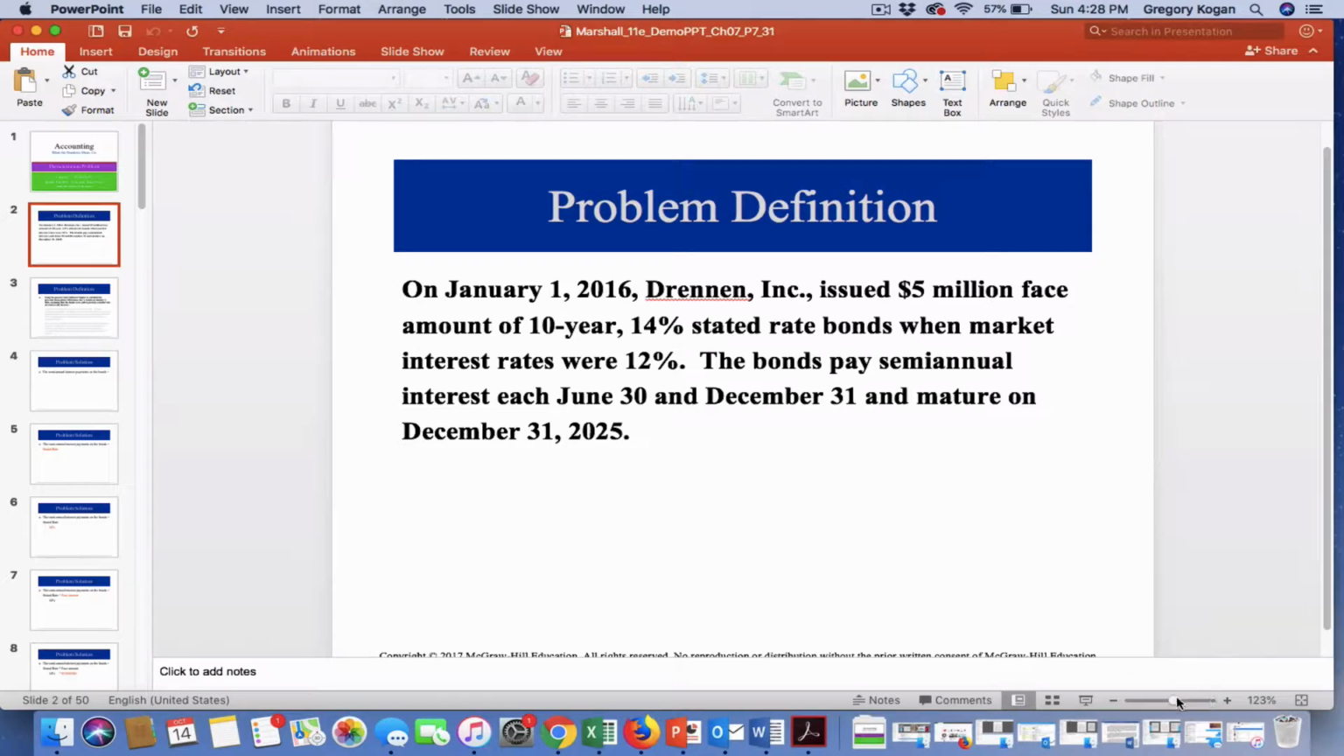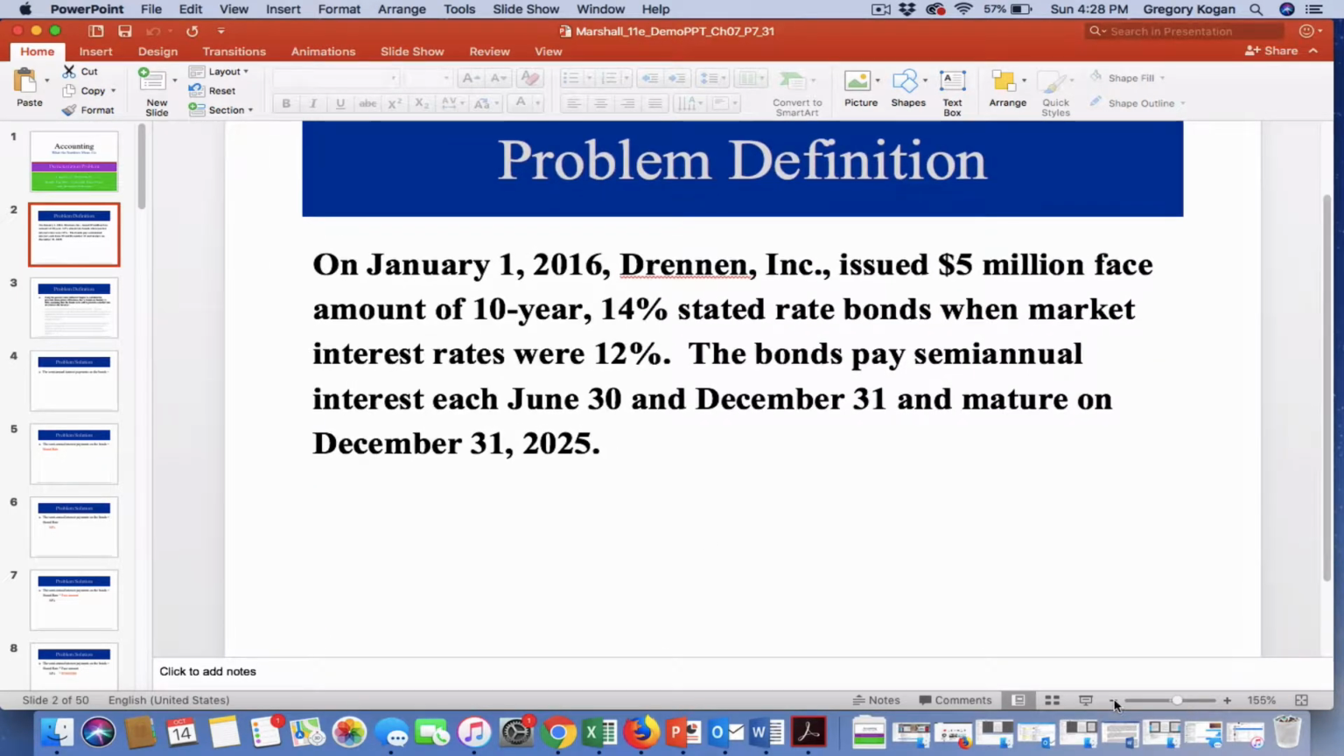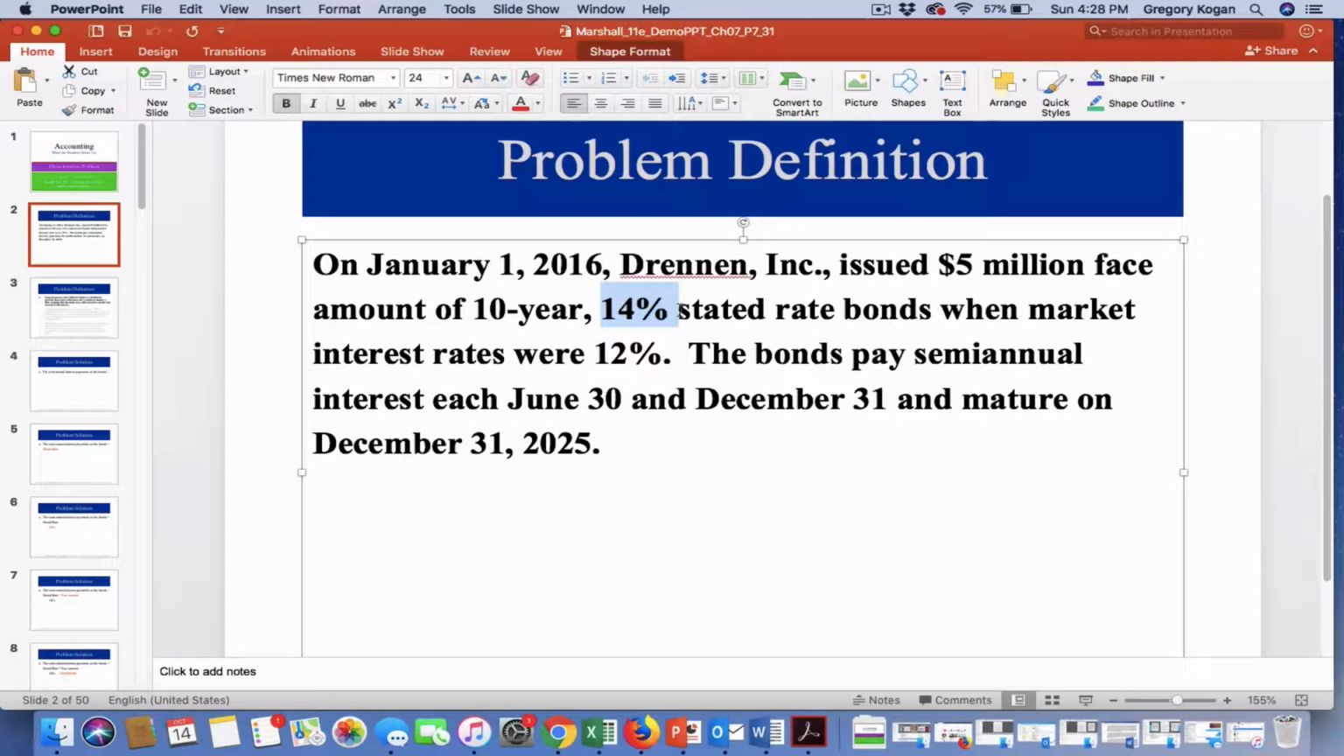So the first thing to notice is we have a coupon here at 14%, and then the market rate is 12%. The bonds pay semi-annually. What they actually pay is the 14%, 7% semi-annually. Okay, and then we're going to go over what it means that the market rate is 12%. That means that there's an adjustment, right?